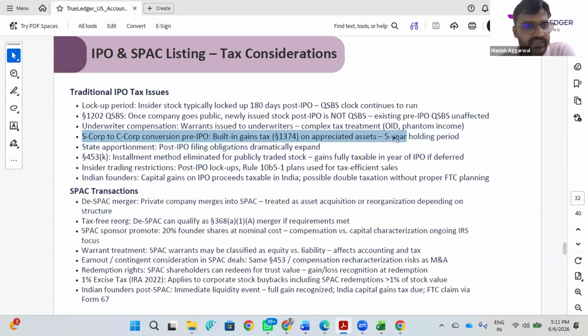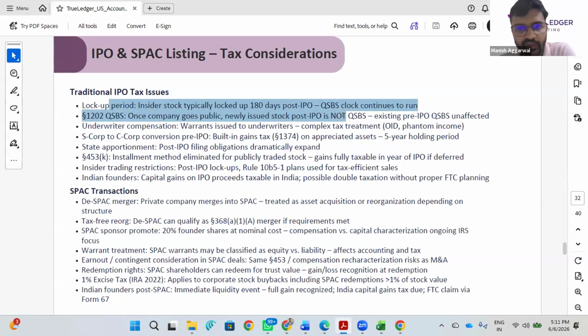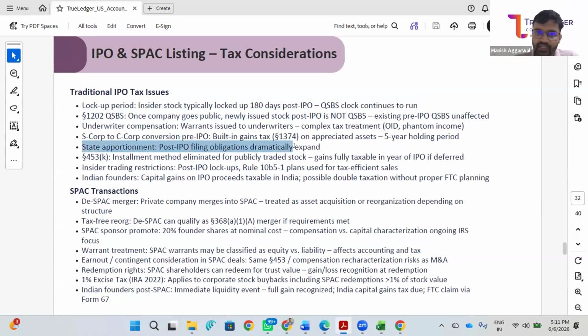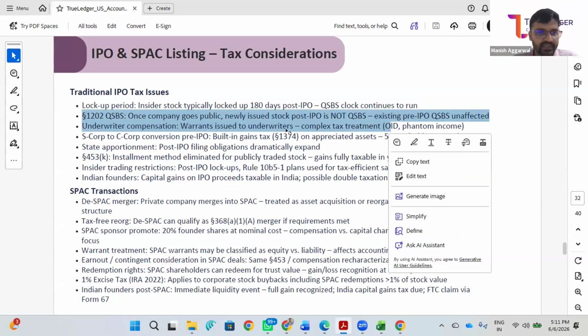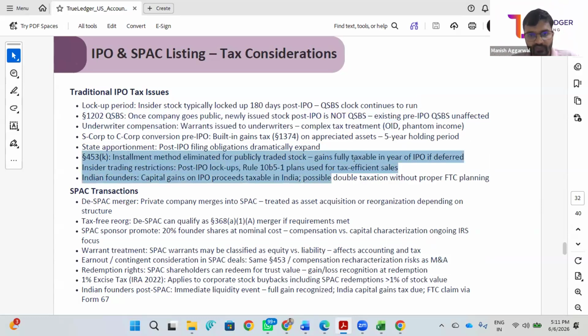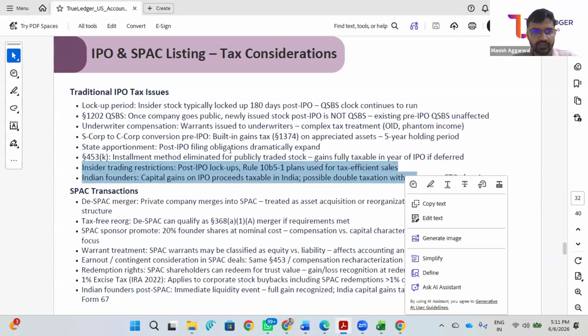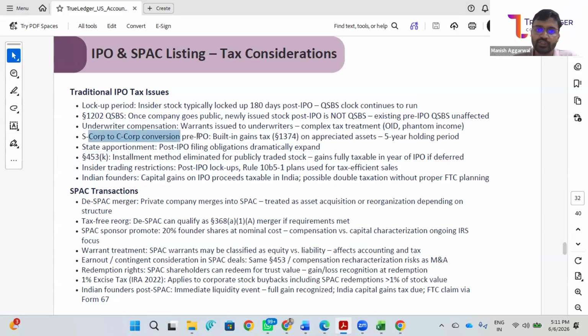Some key tax issues here are whether the deduction which we discussed, QSBS, would be allowed under the SPAC listing or not, whether the insider trading rules will apply here or not, and S corp to C corp conversions and built-in capital gains.